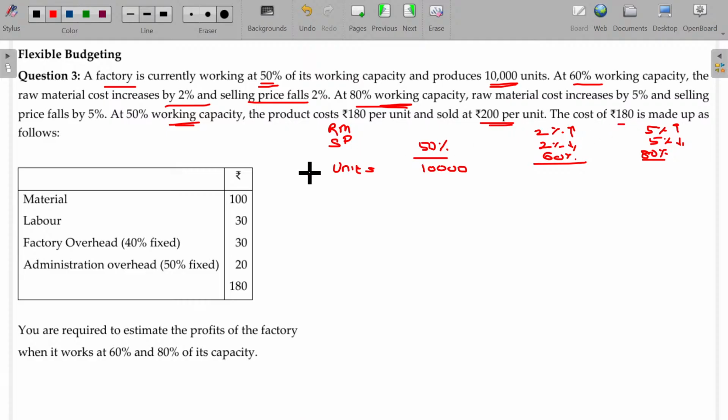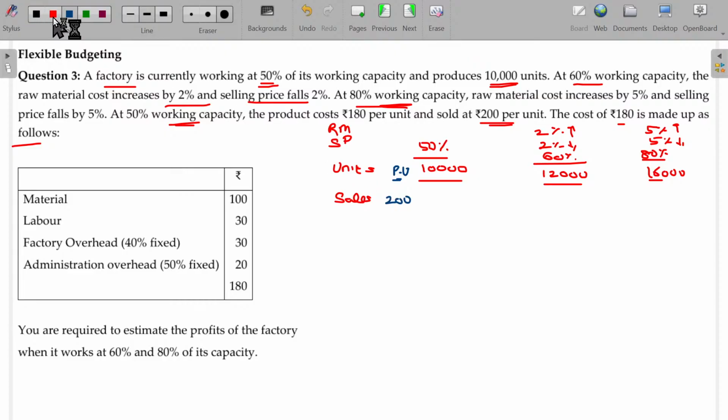Okay, the cost of 180 is made up as follows. Let's start with. Now tell me, for 50%, 10,000 units, for 60% what could be the number of units you can plan to sell? Come on. So you can do the cross multiplication. It is 12,000 units. And here 16,000 units. And we have been given the per unit details here. Currently, sales being 200 rupees per unit.